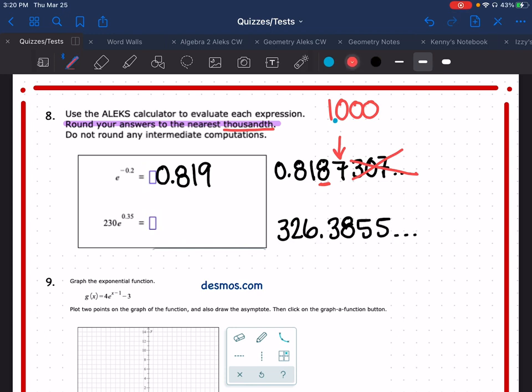326.3855... I count 1, 1, 2, 3. There's the one I want to round. This is the one that's going to tell me if I should round it up or let it rest, if I should add 1 more or let it rest. And it says add 1 more because it is 5. Remember, 5 or more, add 1 more. So I'm going to say 386. That's it for that one.